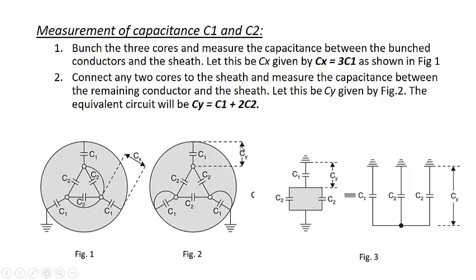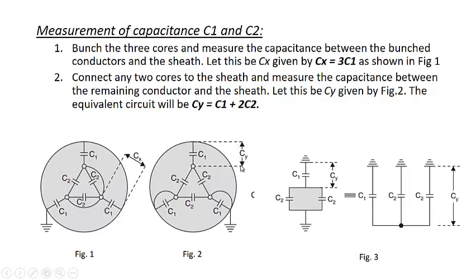Now the second measurement is done when we connect the two cores to the sheath. We have connected these two cores to the sheath. That means we are actually bypassing these two. C1 and C1 will be neglected. Similarly, C2 cannot come into measurement, because you can see why. We measure the capacitance between the remaining conductor, that is this conductor and the sheath. So we have to connect these two conductors to the sheath. We have to bunch these conductors to the sheath and then measure the capacitance between the third conductor, which is not connected to the sheath, and the sheath.